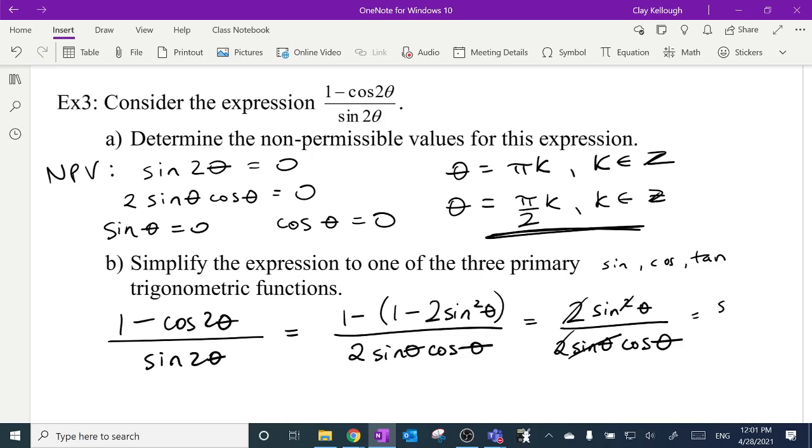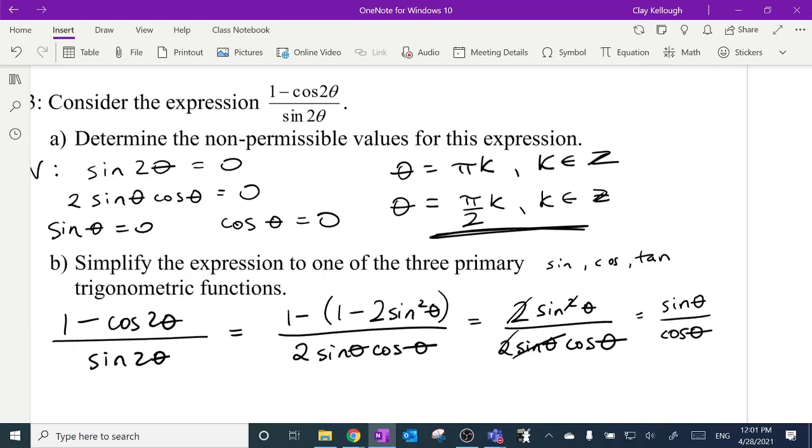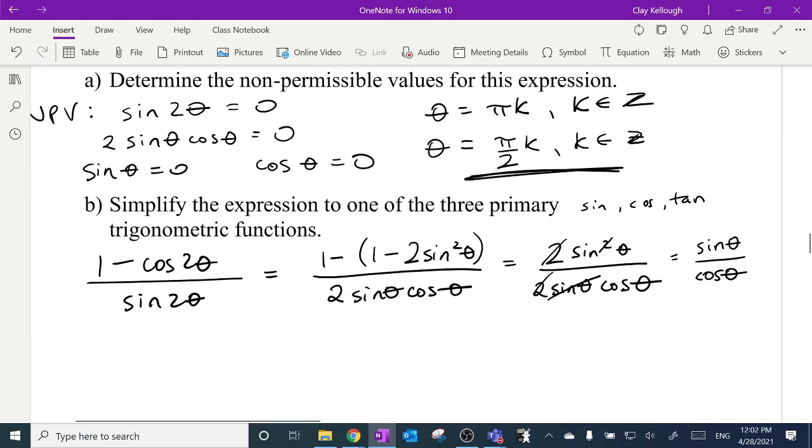And hey, does that look familiar? What identity can I use now? Sine divided by cos is? I guess I don't have room to go to the right. I'll go down. Tangent. See how that works? So there we go. This whole big mush of an expression is just tan theta.